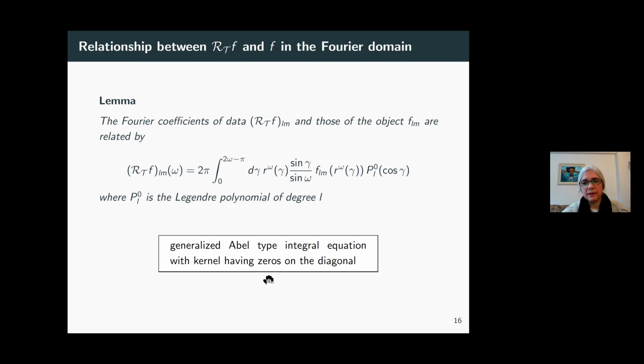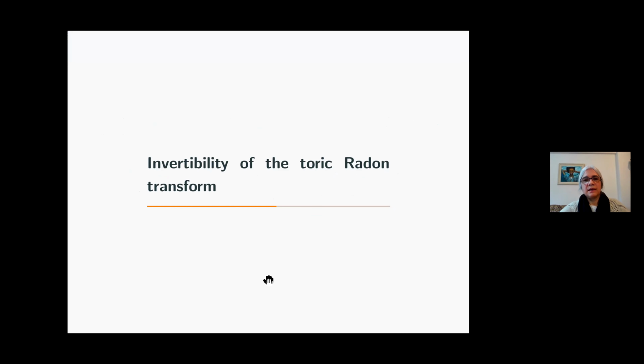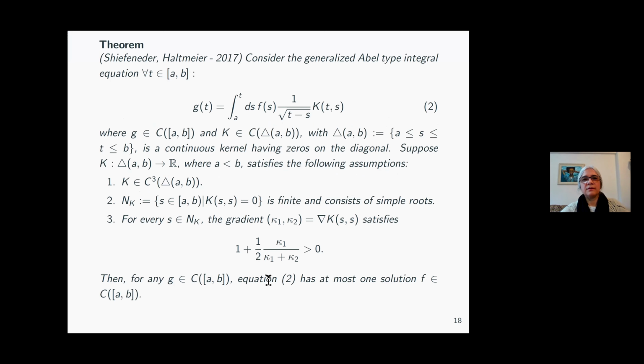Y hay un resultado que habla de la unicidad de las soluciones de ese tipo de ecuaciones integrales. De hecho, ese resultado fue demostrado recientemente, en el 2017, por Schiffeneder y Almeyer. Y entonces, para ver que, dada la función G, existe una única función F que verifica esta igualdad, el núcleo debe satisfacer ciertas condiciones; las hipótesis son entonces estas 1, 2 y 3.